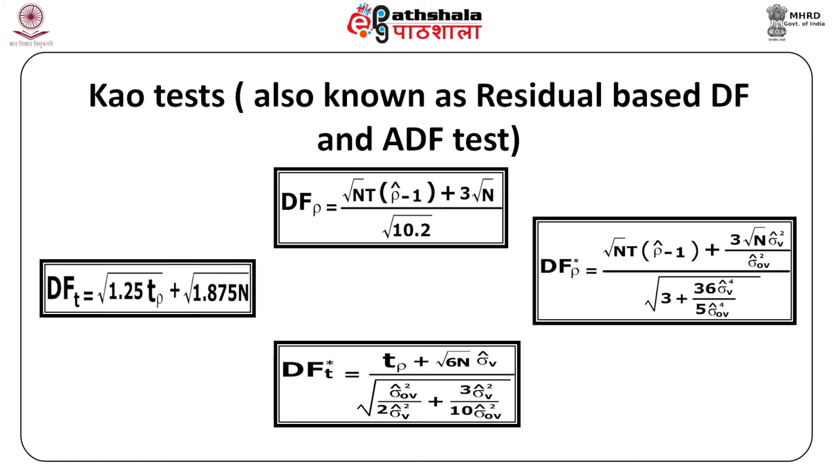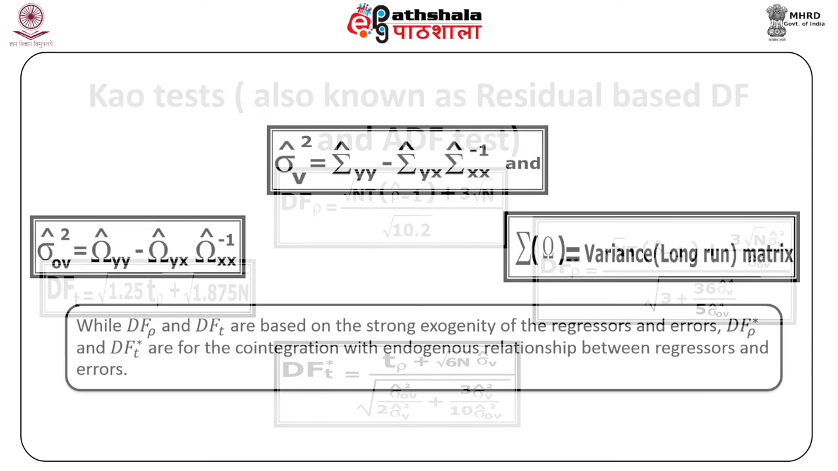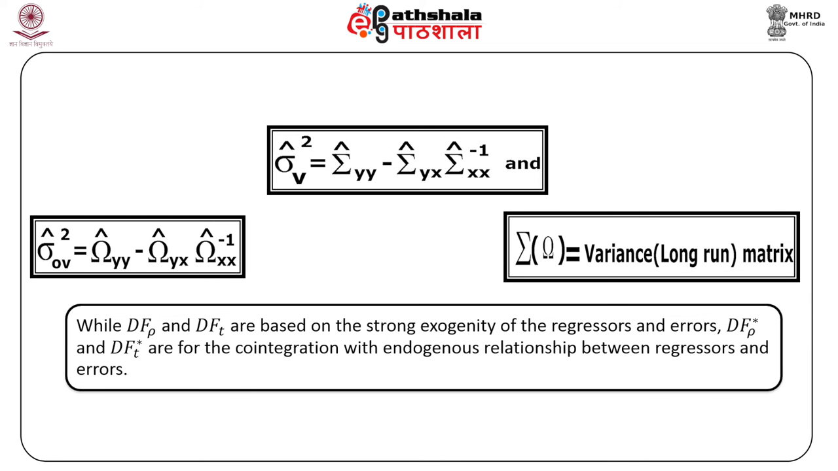DF_t star is equal to (t_rho plus root 6 N sigma hat v divided by 2 sigma hat 0v) divided by the square root of (sigma hat 0v squared divided by 2 sigma hat v squared plus 3 sigma hat v squared divided by 10 sigma hat 0v squared), where sigma hat v squared is equal to sigma hat yy minus sigma hat yx times sigma hat xx to the power minus 1. Sigma hat 0v squared is equal to omega hat yy minus omega hat yx times omega hat xx to the power minus 1. Omega is equal to the long run variance matrix.